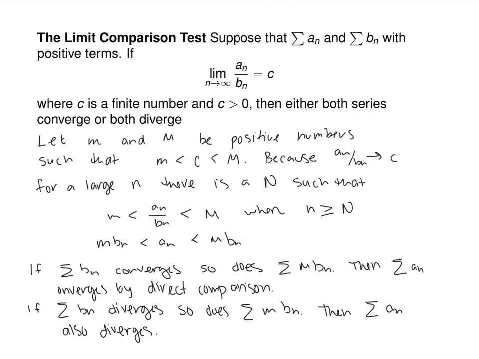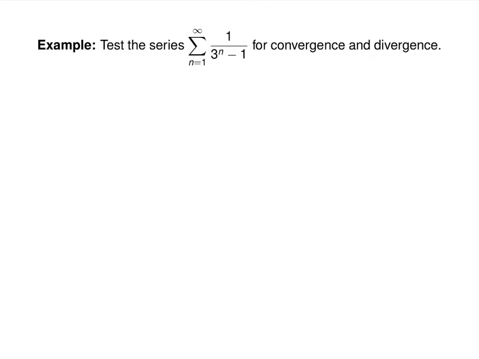So this establishes that this is okay. This tells us that if you take a ratio of the terms of one series with another series, and that gives you a finite number, both series will do the same thing. Okay, let's apply that to a particular example.